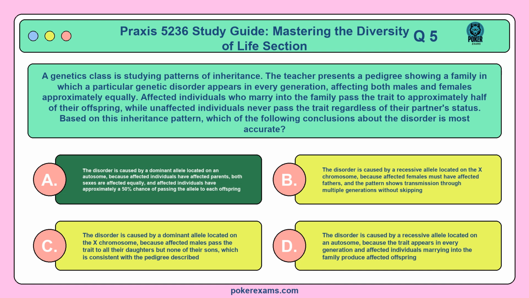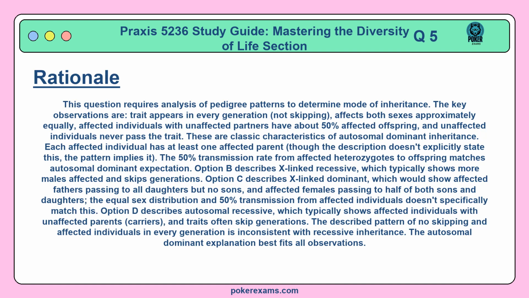The correct answer is A. This question requires analysis of pedigree patterns to determine mode of inheritance. The key observations are: trait appears in every generation, not skipping, affects both sexes approximately equally, affected individuals with unaffected partners have about 50% affected offspring, and unaffected individuals never pass the trait. These are classic characteristics of autosomal dominant inheritance.